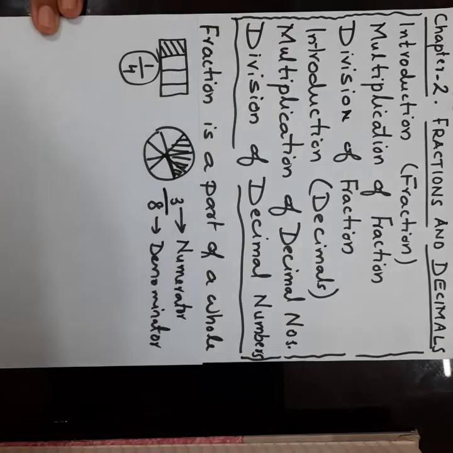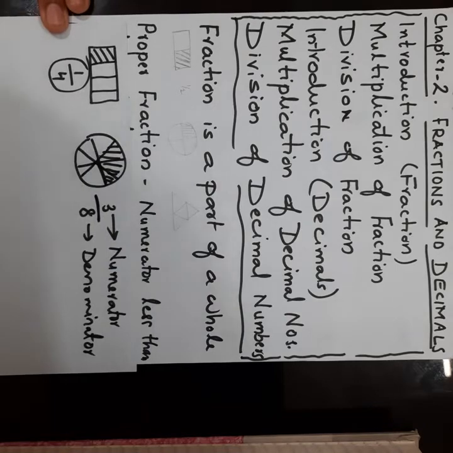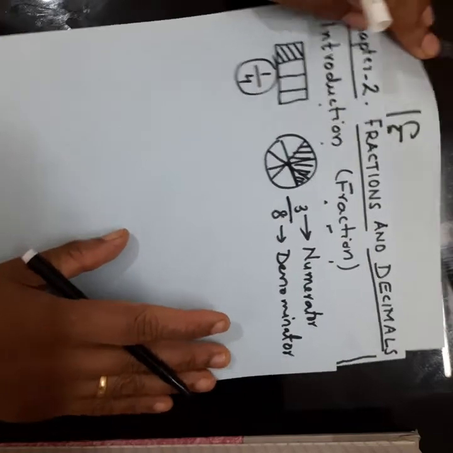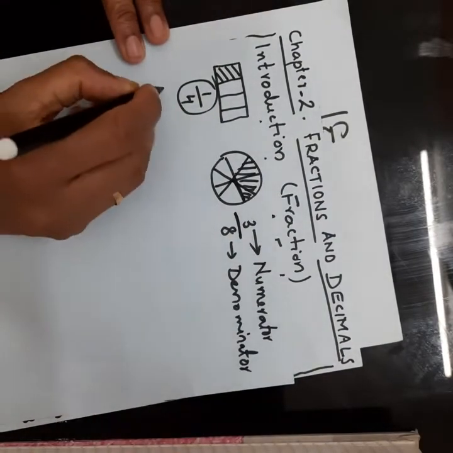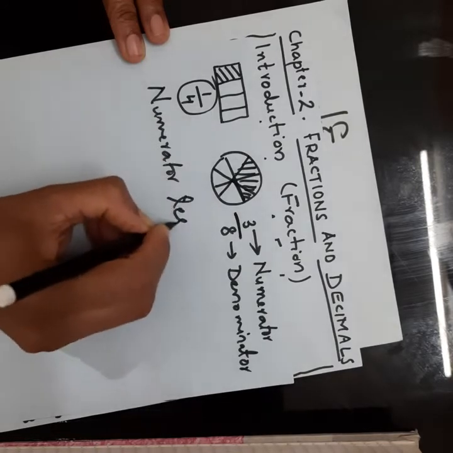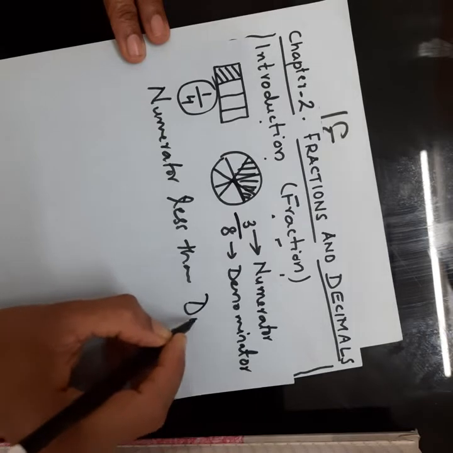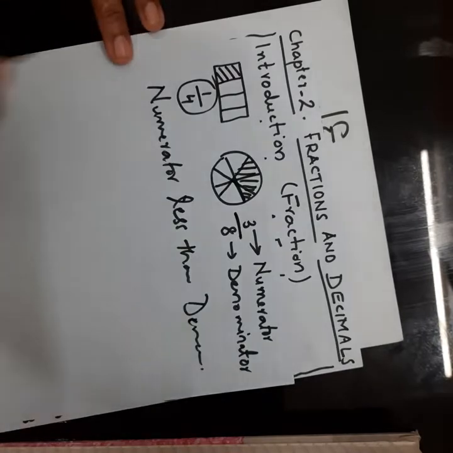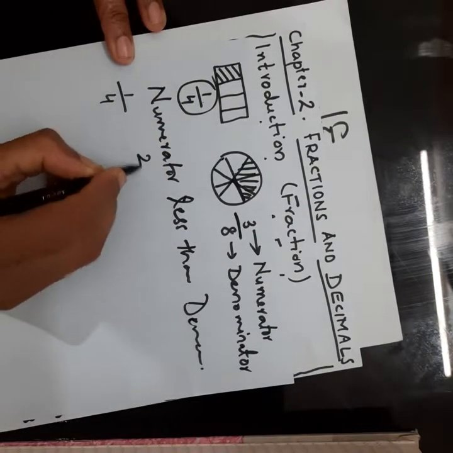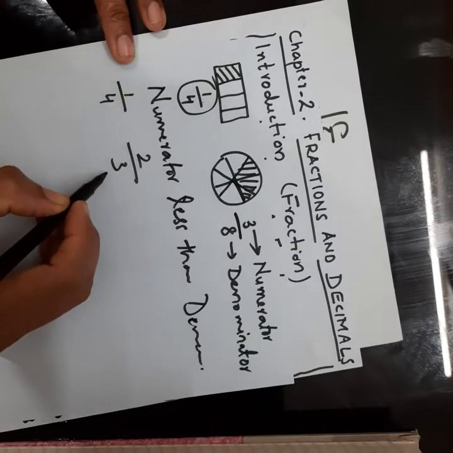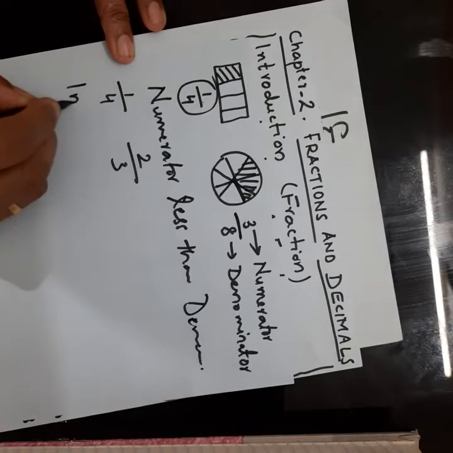Correct? Now, in fractions there are different types. The first is the proper fraction. If the numerator is less than the denominator, then it is called a proper fraction. For example, 1/4 is a proper fraction. 2/3 is a proper fraction, because the numerator is less than the denominator. Correct? Now, the next is the improper fraction.